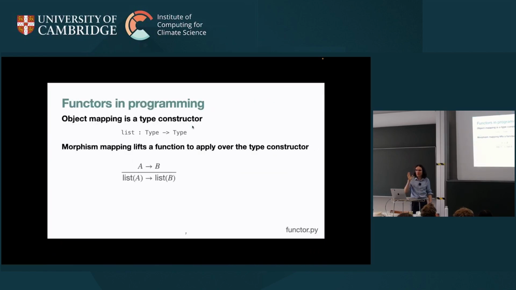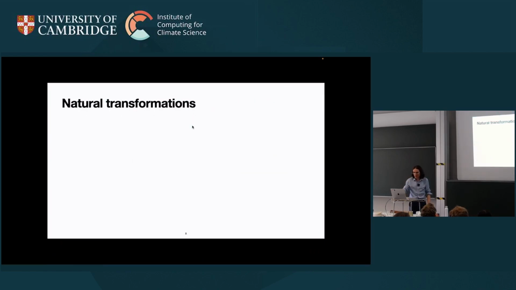Okay, so, natural transformations. Natural transformations are morphisms between functors. Of course, we have to think about how to do morphisms between the things which were morphisms between things, and so on. But this is a very important concept that we use all the time in programming as well.